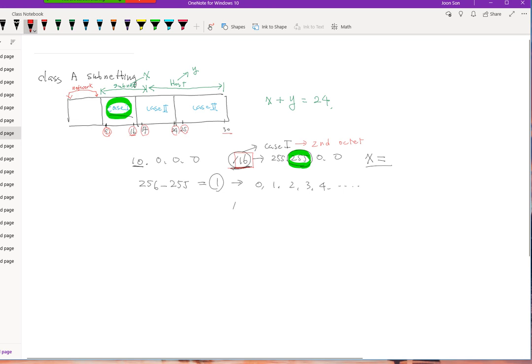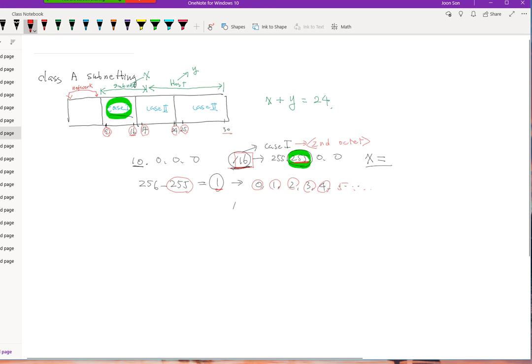In this case 1, we know that we have to focus on the second octet. This means that the subnetting is really performed on the second octet. I'm going to use the formula 256 minus 255, and I get 1. So when I try to find the valid subnet IP addresses, the second octet is going to change like 0, 1, 2, 3, 4, 5, and all the way to 255.